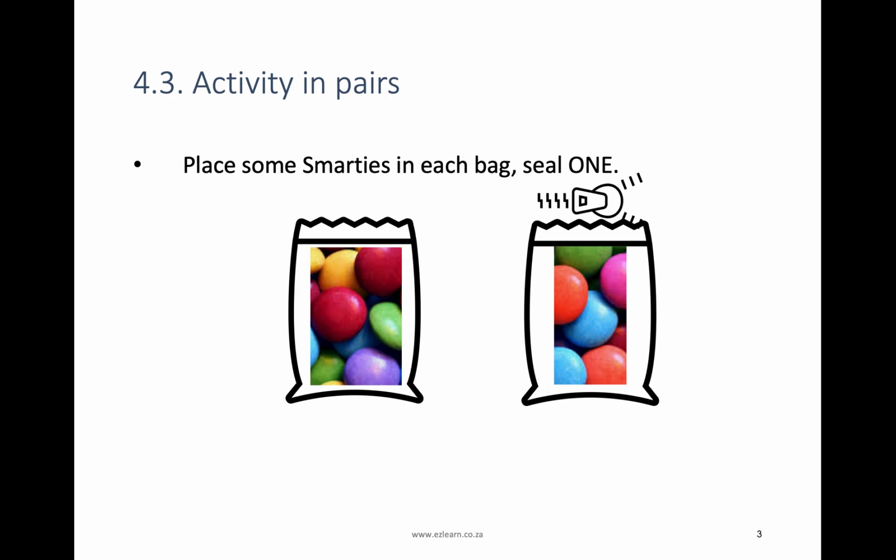Firstly, what I want you to do is to place some Smarties in each bag. Don't worry about counting them. Just randomly put some in one bag and some in another bag, and then seal the second one. Use the Ziploc to close it.